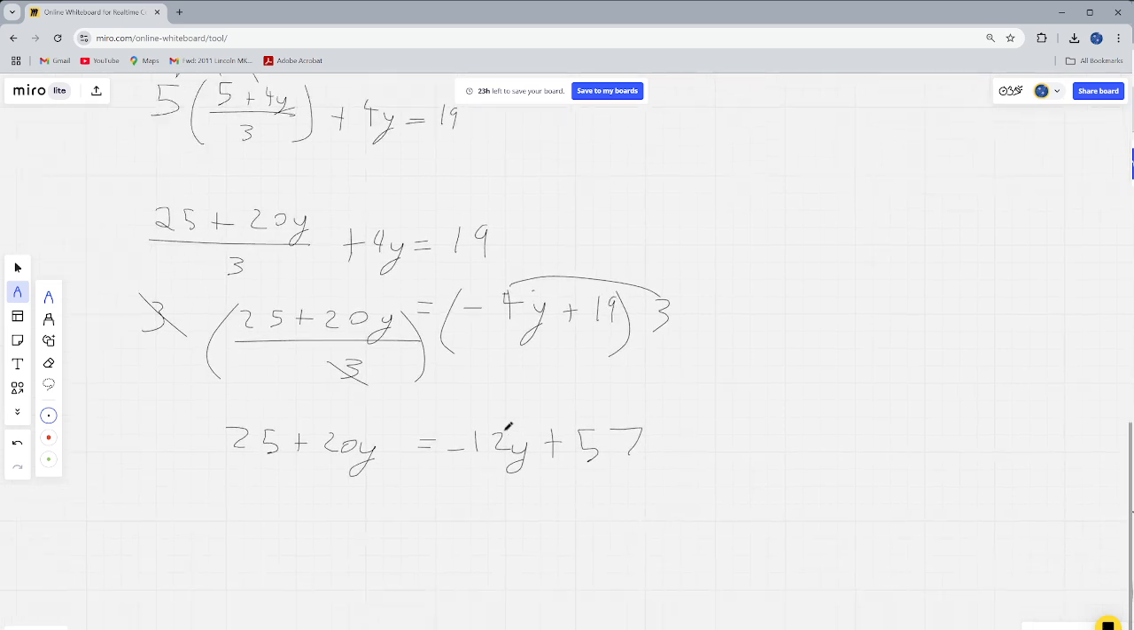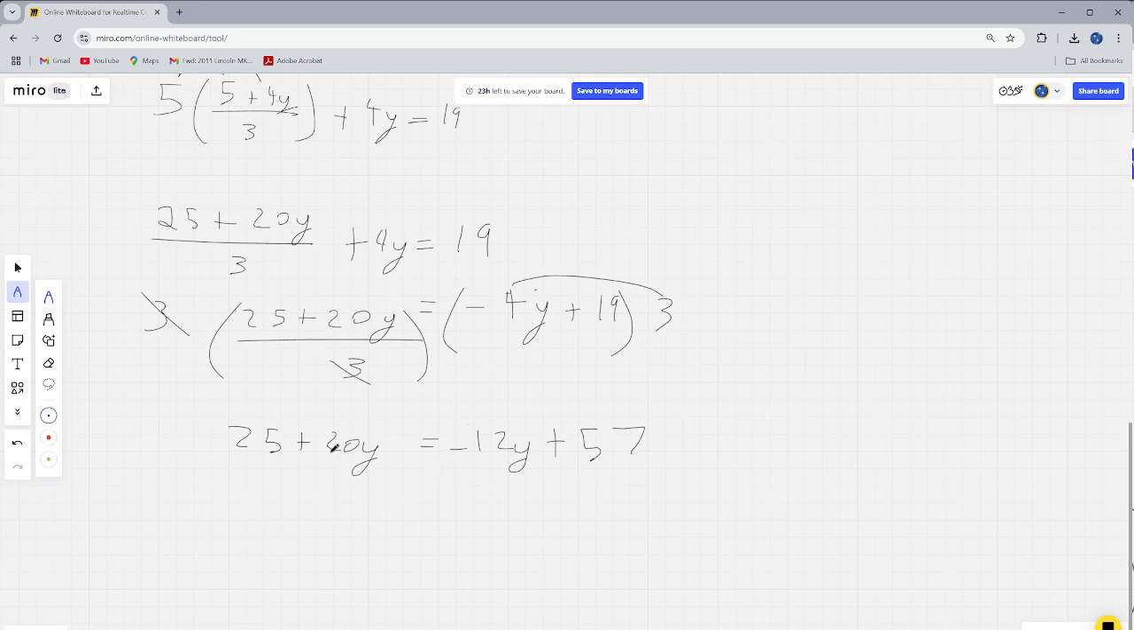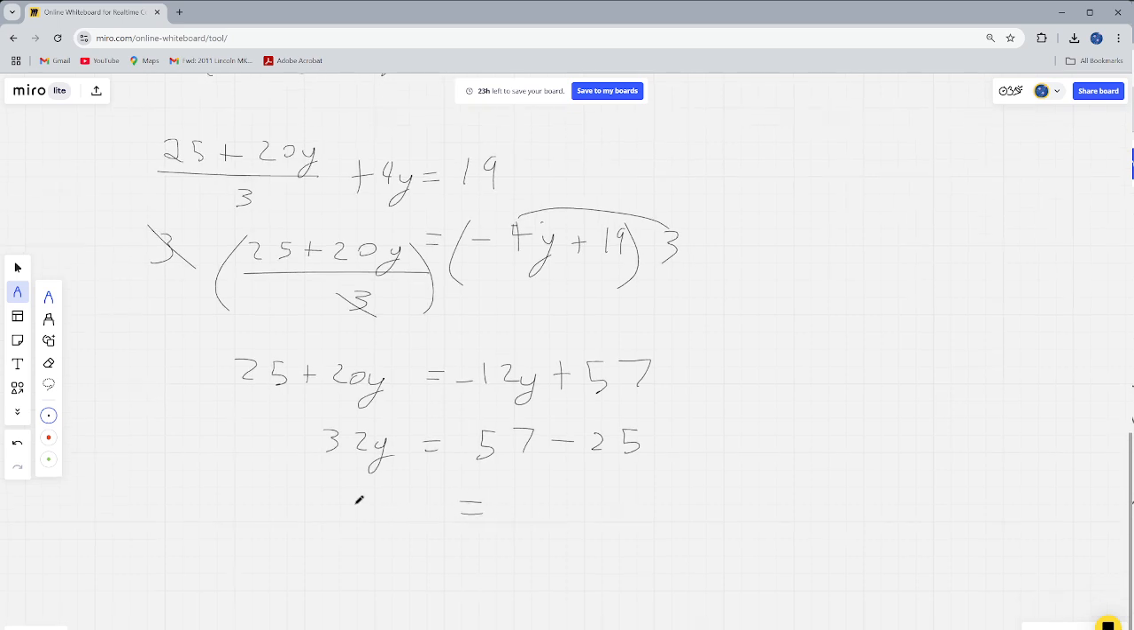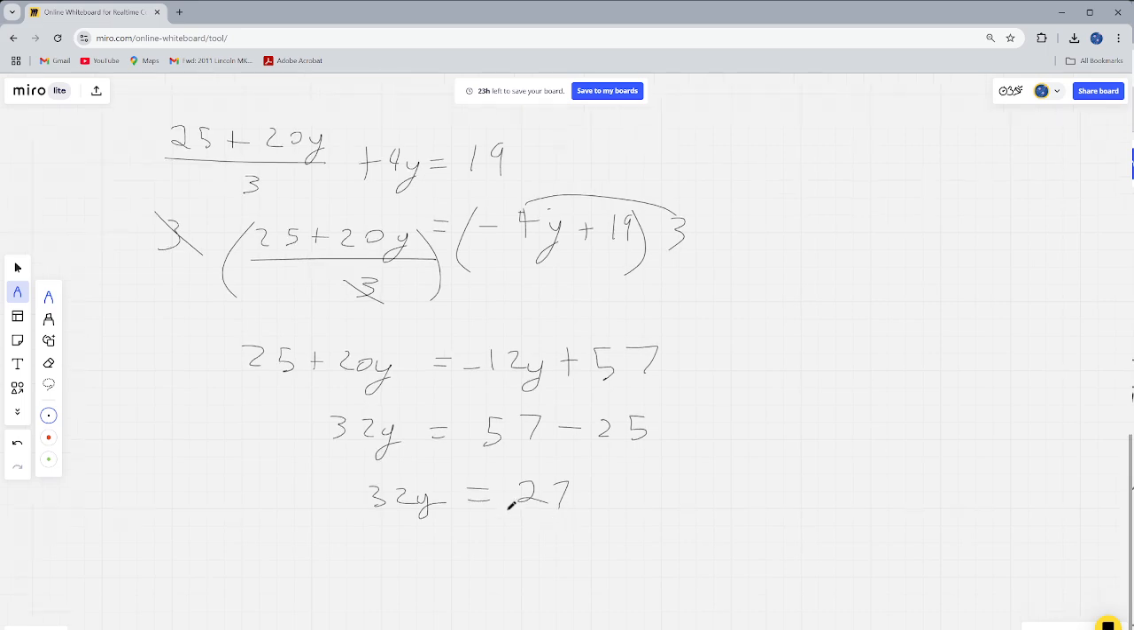Okay, and now let's bring the y's to one side. So 20y plus 12y, since we're moving this negative to this side, it's going to be 32y equals 57, and this is going to become negative 57 minus 25, so we have 32y equals 27. So 27 divided by 32 equals y.